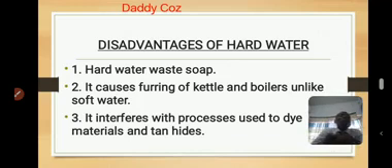Then number three, hard water interferes with the tie and dye process. Those of you that are into dyeing and bleaching, you see that it's difficult to use hard water to dye particular clothes. So those are the disadvantages of hard water. So in our next video, we'll talk about water pollution. How does the water around us get polluted? What methods? And how can we prevent it?